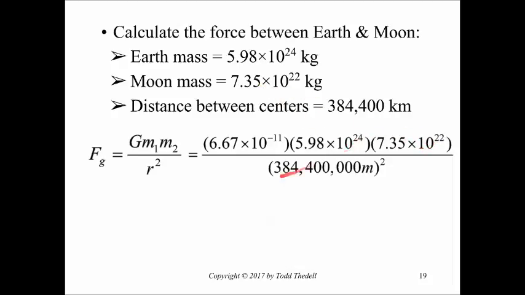And then notice what happened to the distance between the centers. It's stated as 384,400 kilometers, but the universal gravitation constant, remember, has a meter squared in it. So we have to change that value to meters. So we put 384,400,000 meters, and then we're going to square that.